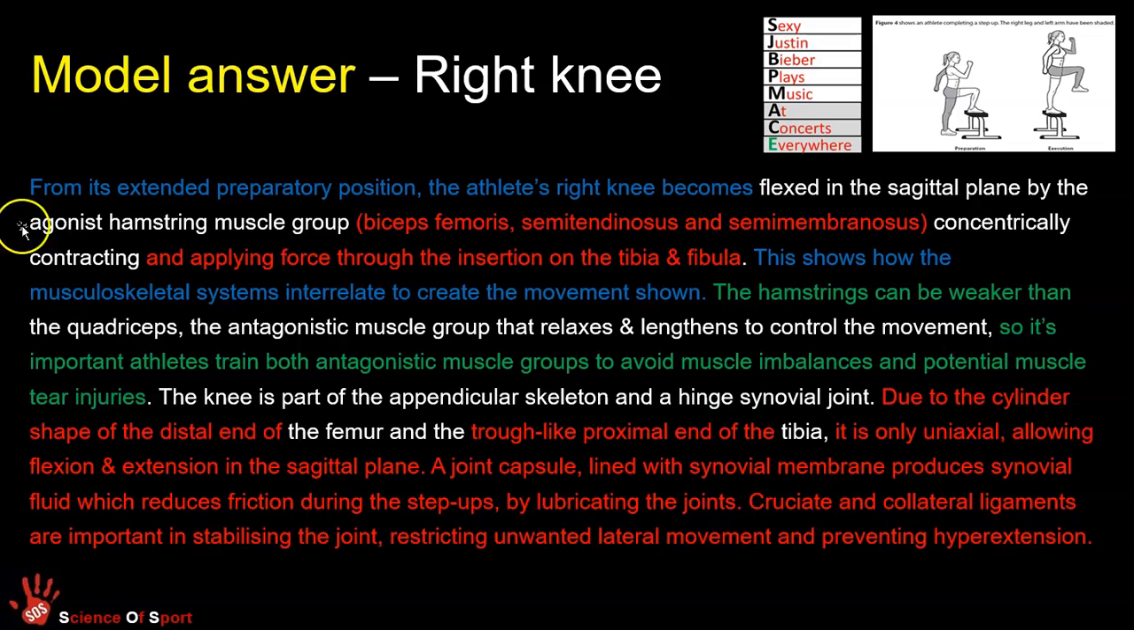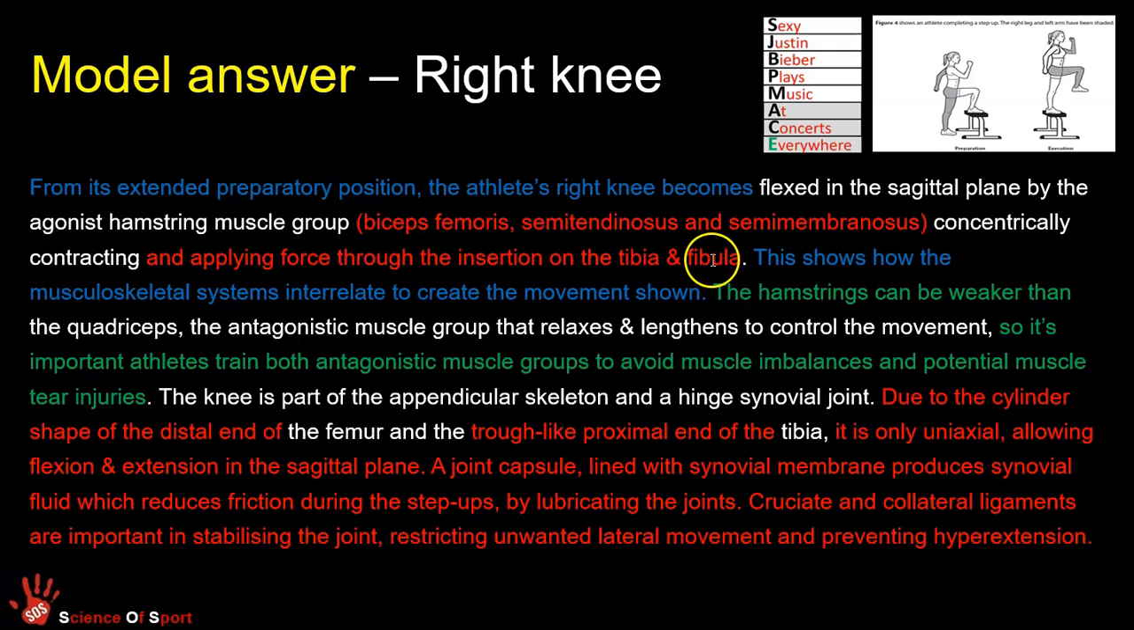The right knee, again, I've related information to the action and to the movement from its extended preparatory position. So here, the athlete's right knee becomes, I've said, moving into a flexed position in the sagittal plane by the agonist hamstring muscle group. I'm showing off I know the names, or at least one of the names if you can, and that it's concentrically contracting and applying force through the insertion onto the tibia and fibula. I think the mark scheme only goes as far as saying it applies force through the insertion. It doesn't name where it is.